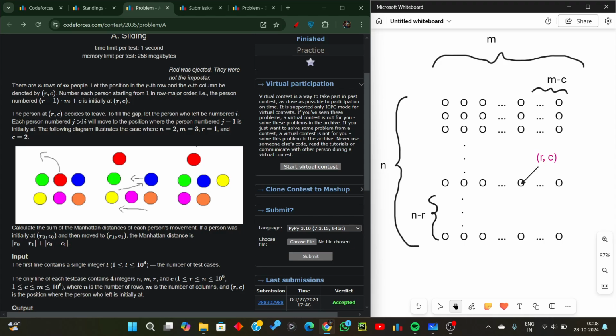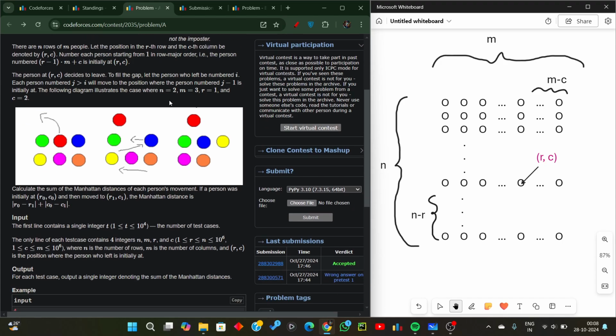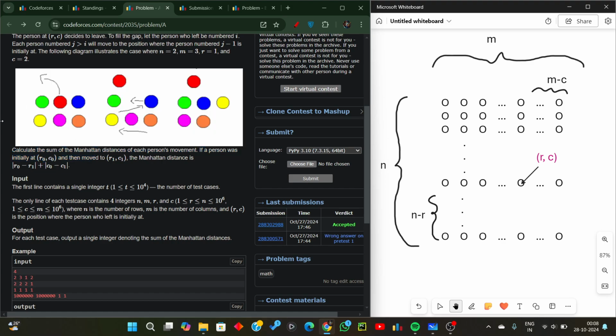The person at (r, c) decides to leave. To fill the gap, let the person who left be numbered i. Each person numbered j greater than i will move to the position where the person numbered j minus 1 is initially at. The following diagram illustrates the case where n equals 2, m equals 3, r equals 1 and c equals 2. Here you can see the diagram.